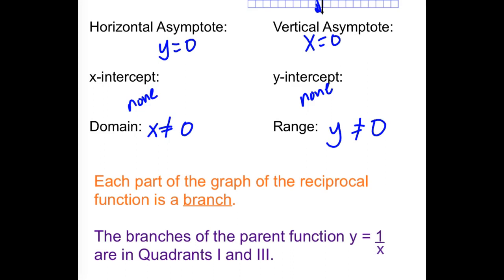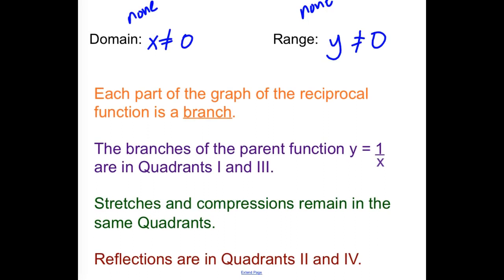Know that with all of these rational functions, and again, we're looking at just a basic reciprocal function today, but all of these rational functions where you have variables in the numerator and denominator, we can have some very interesting graphs. Make sure you're seeing all the parts of it. The best way to do that is to make sure in your table you have some positive and some negative x's. Okay. The branches for our parent function, y equals 1 divided by x, are in quadrants 1 and 3. We said that stretching, compressing do not change the quadrants, but reflections would. Okay?